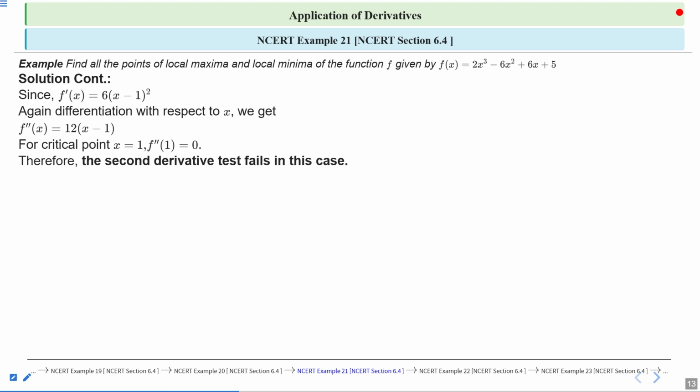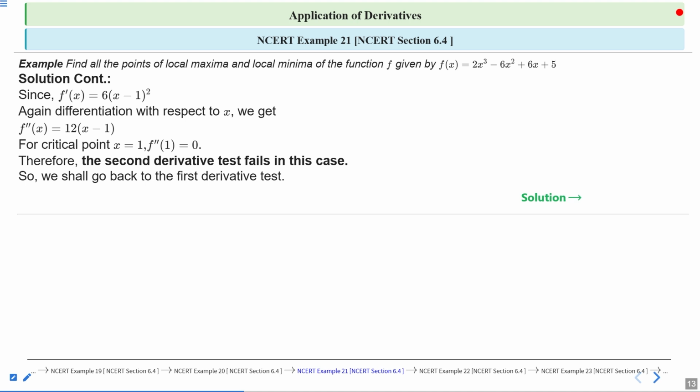Therefore, the second derivative test fails in this case, right? So we shall go back to the first derivative test, right?